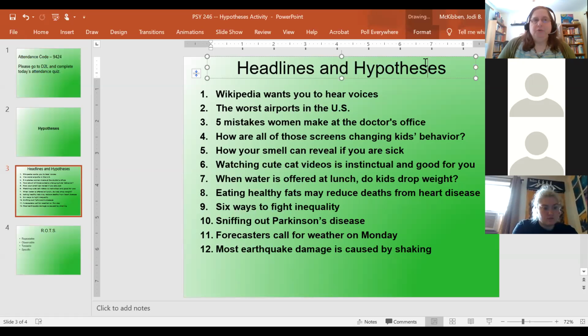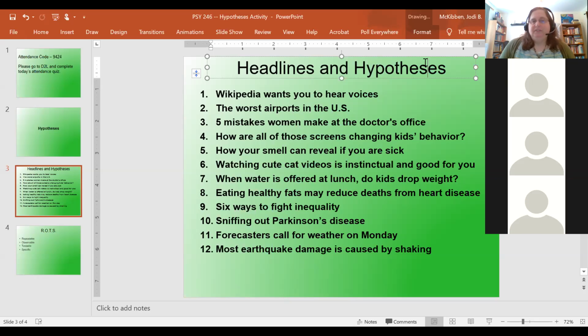Okay, so that was group 1. So now we'll check in and see if there's a representative from group 2, the worst airports in the U.S. I was in group 2, and we did use that headline. Our hypothesis that we made was that location, size, and population determine the quality of an airport. So does location, size, and what was the third piece? Population determine the quality of an airport.